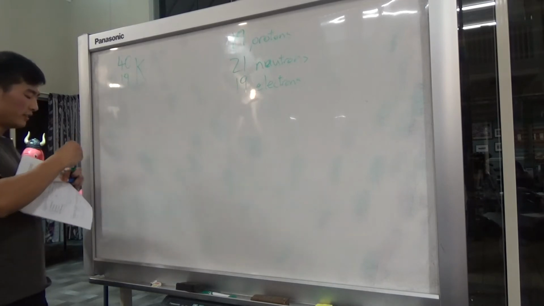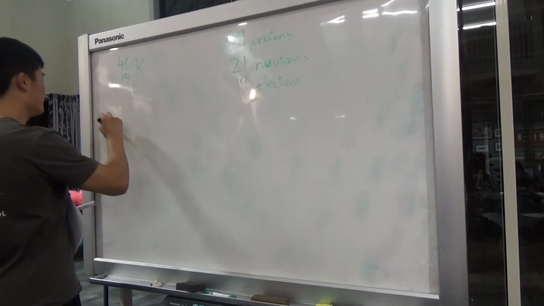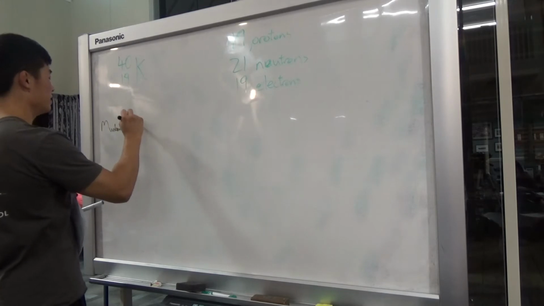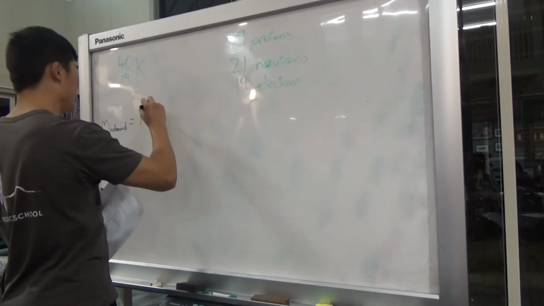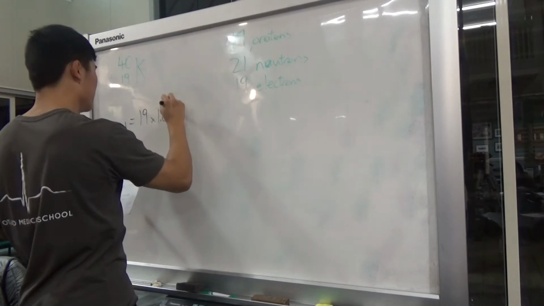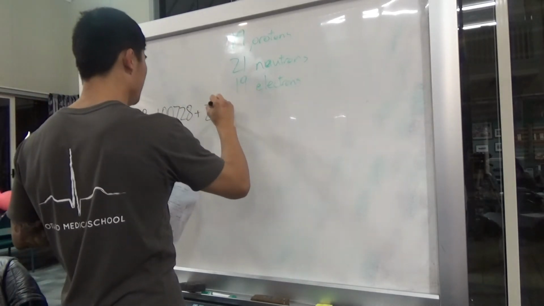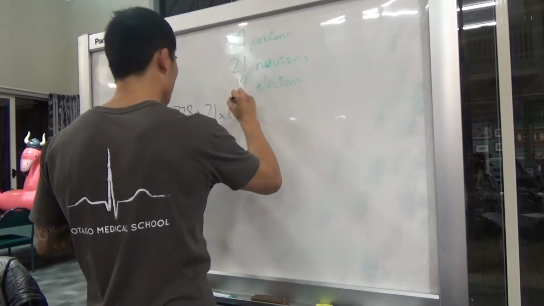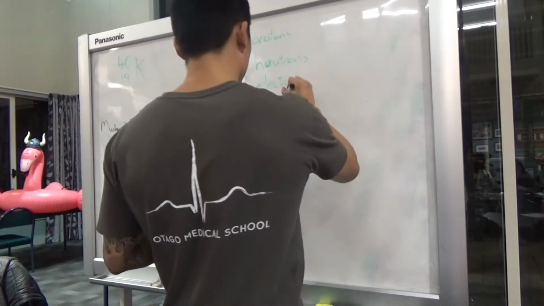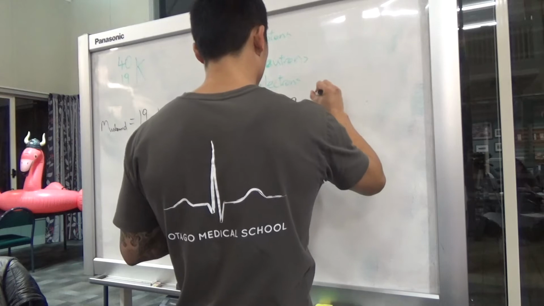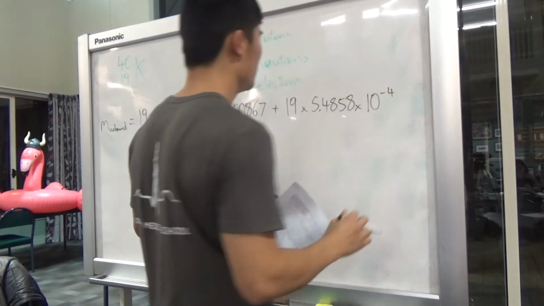So we need to figure out the unbound mass. So the unbound mass of these is going to equal, we'll do the protons first, 19 times the mass of a proton, which is 1.00728, plus the neutrons, which is 21 neutrons, times the mass of a neutron, which is 1.00867, plus 19 electrons, so 19 times 5.4858 times 10 to the negative 4.